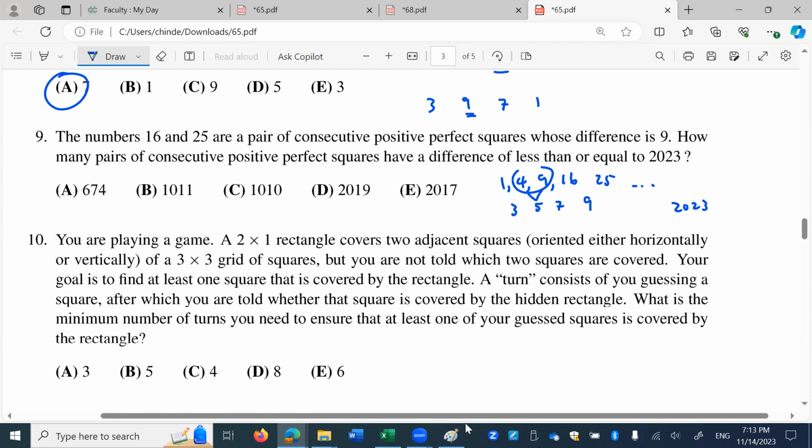So basically, we're just asking how many odd numbers there are. So this is 2n plus 1, where n starts at 1 and goes up to 1011, right? 2022 plus 1. So, okay, it looks like B is the answer.